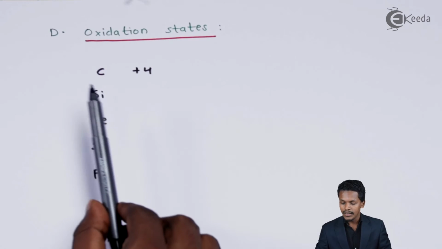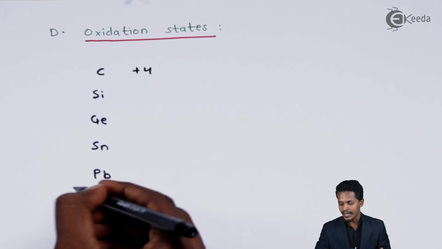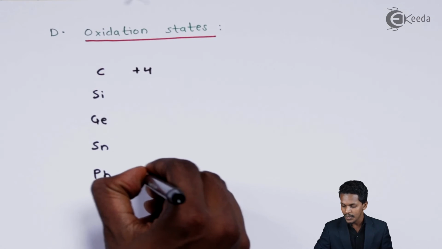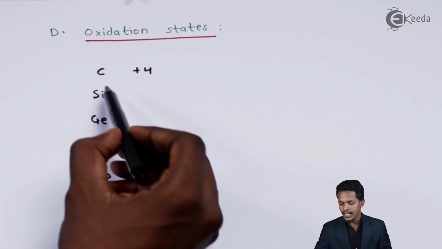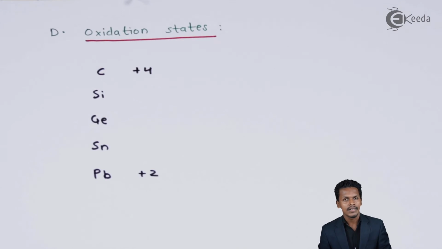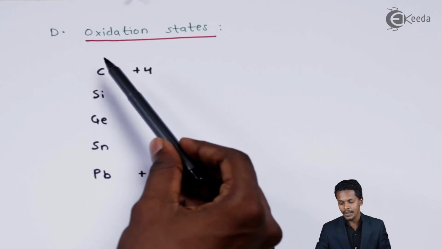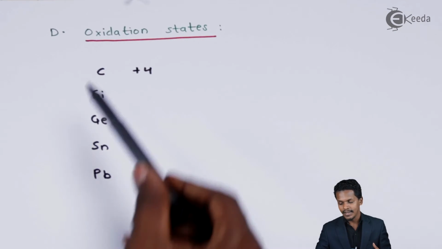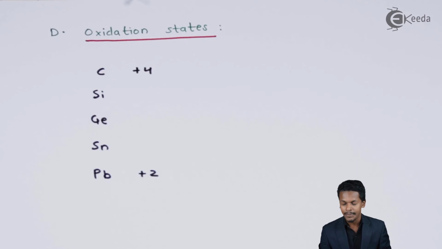So these are some of the oxidation states that I'm going to talk about, where lead is very much stable in the +2 oxidation state. Silicon has an oxidation state of +4, as well as +2. Next is germanium, which also exhibits an oxidation state of +4 as well as +2. And tin also has an oxidation state of +4 and +2, but here we are talking about the comparison between carbon and lead, which have variation in their oxidation state.